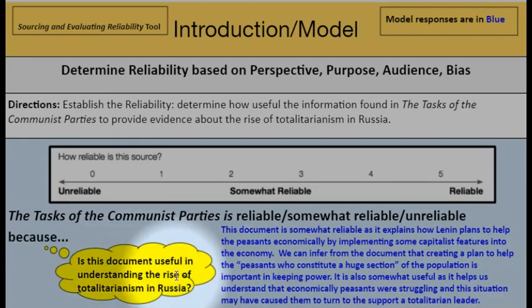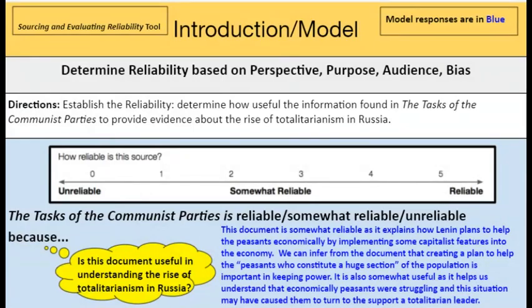So is this document useful in understanding the rise of totalitarianism in Russia? I'd probably put it around here because it doesn't quite talk about totalitarianism, but it tells you how the Russian peasants got more desperate. And when Lenin died, or, well, we're not going to go down the road of who helped him die, or if he was helped to die. But when that happened, totalitarianism did happen. Not laughing about it. I'm just like, but that happened. So something must have happened that way.